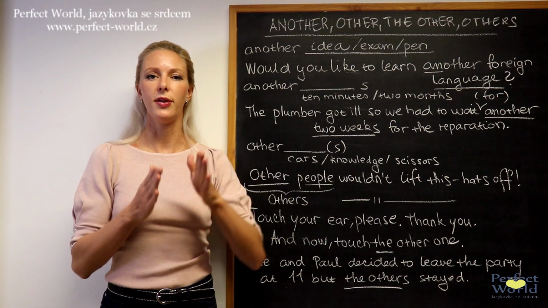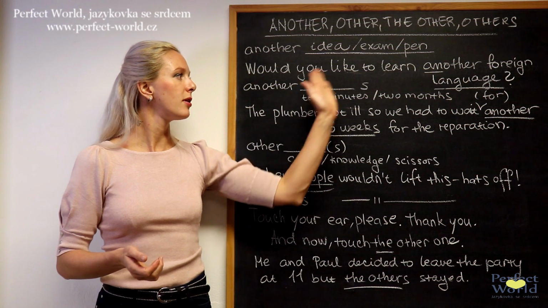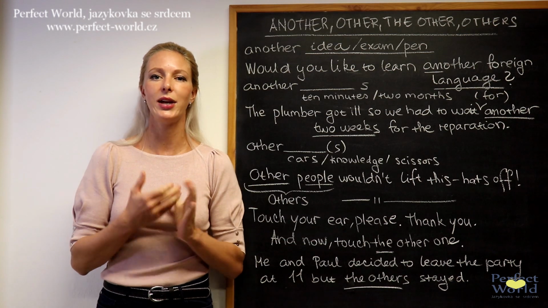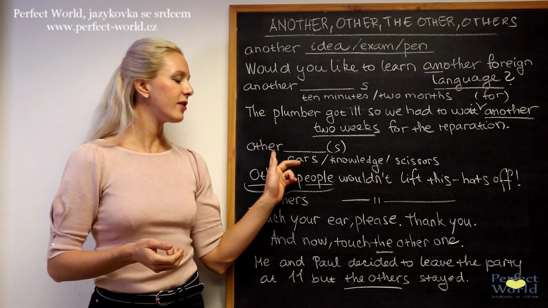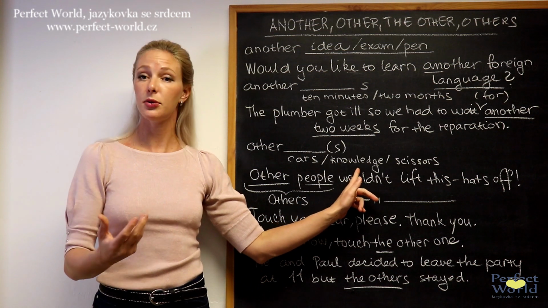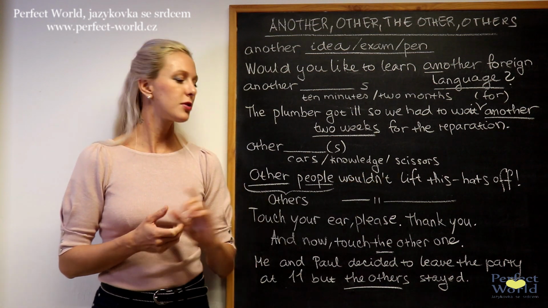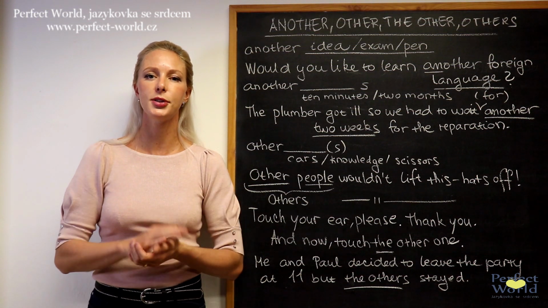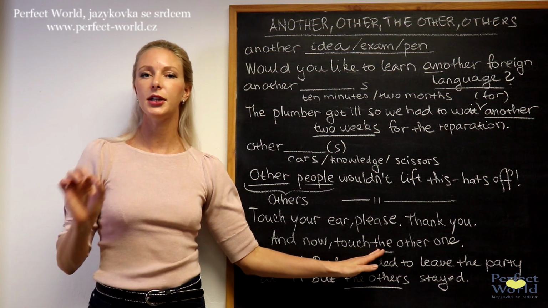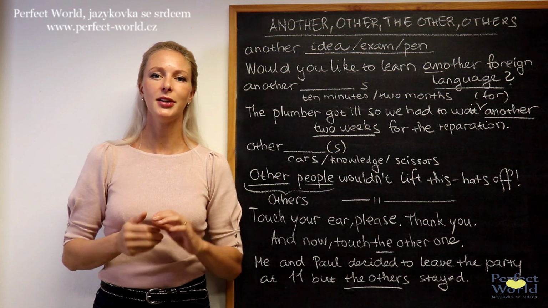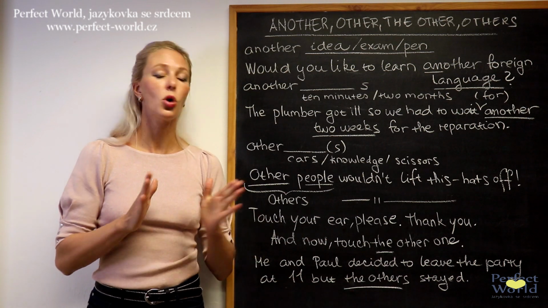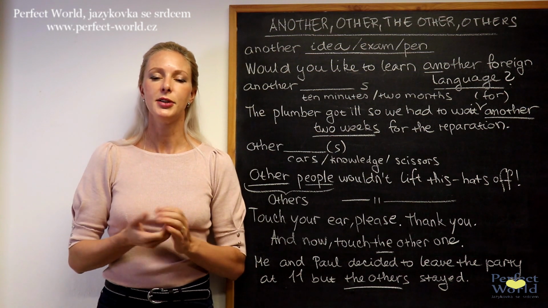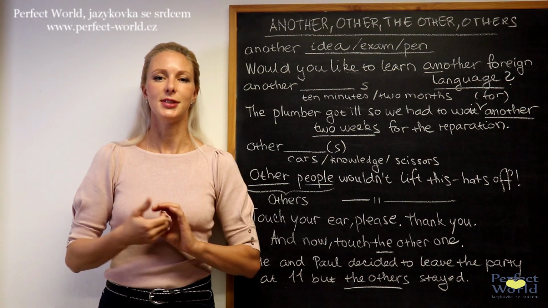All right, so let's sum it up. We have got another with a singular noun, another with a time expression, which could be plural, like another 2 minutes or another 2 months. We have got other with plurals, with uncountables, and with always plurals. We have got others instead of other people or other cars. And we have got the other, while we have 2 things, or we can as well have the others while talking about plural groups. So I left, but the others stayed.